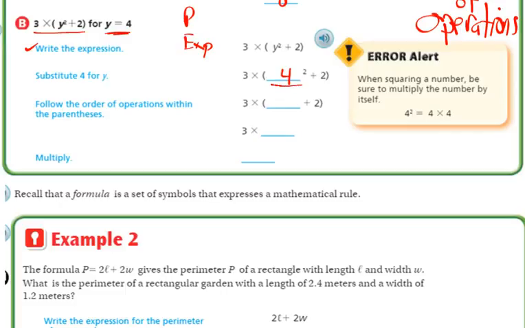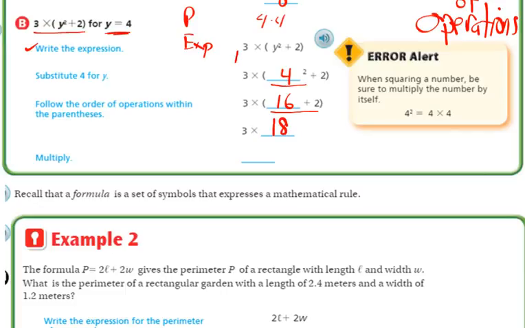So I'm going to underline 4 to the second power. In my mind, I'm thinking 4 times 4, and I drop in my 16. Notice I carried the parentheses down because I'm not done with them yet. Now I'm going to take care of the addition. 16 plus 2 is 18.